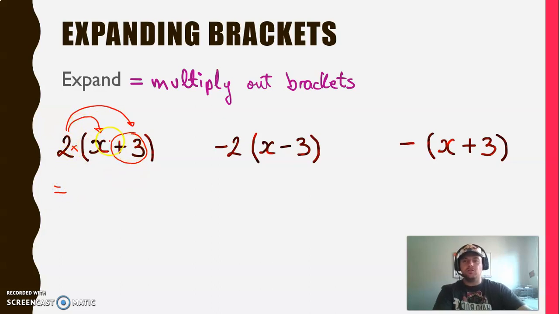So 2 times x is 2x, and then 2 times positive 3 is going to be positive, a plus there, that's where the plus comes from. 2 times positive 3 is positive 6. So that's your answer. Let's take the next example.